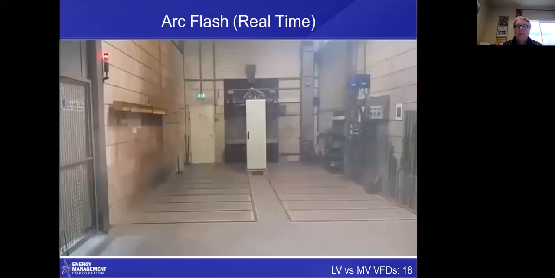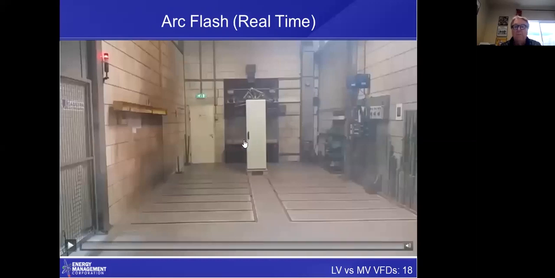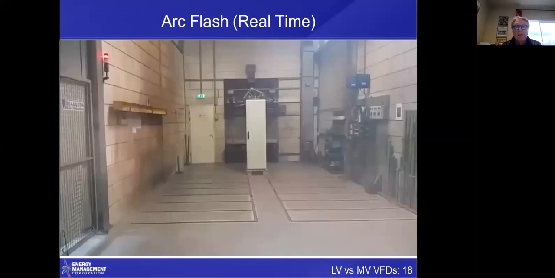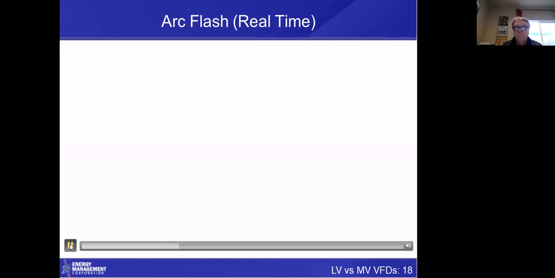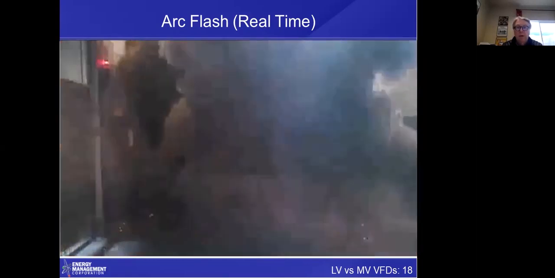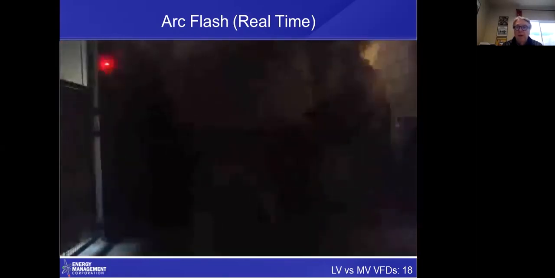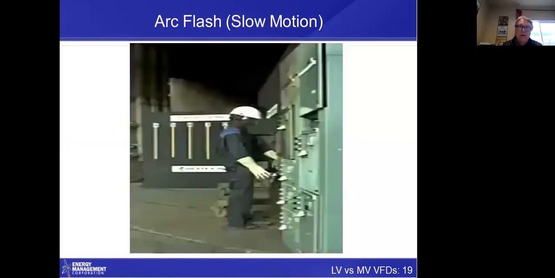So I decided to include a couple of short videos that I think will illustrate this. Now, this is a 480 volt piece of equipment. We've intentionally got some wires short circuiting that thing. So when we energize it, it is going to have a short circuit. And that's what it looks like. Now, that's scary enough, but let's take a look at it in slow motion.